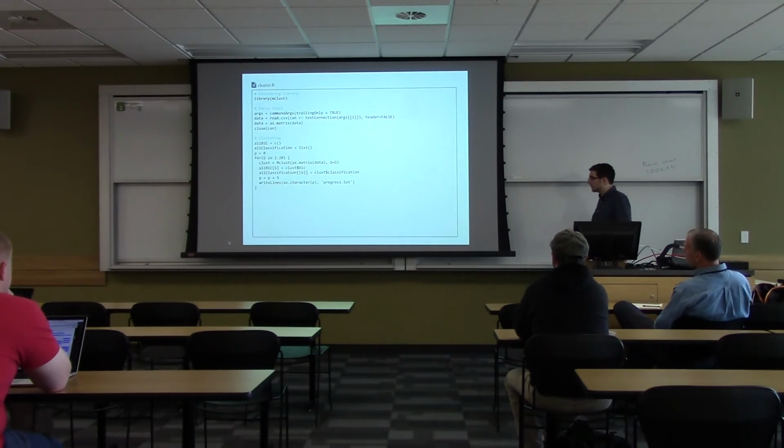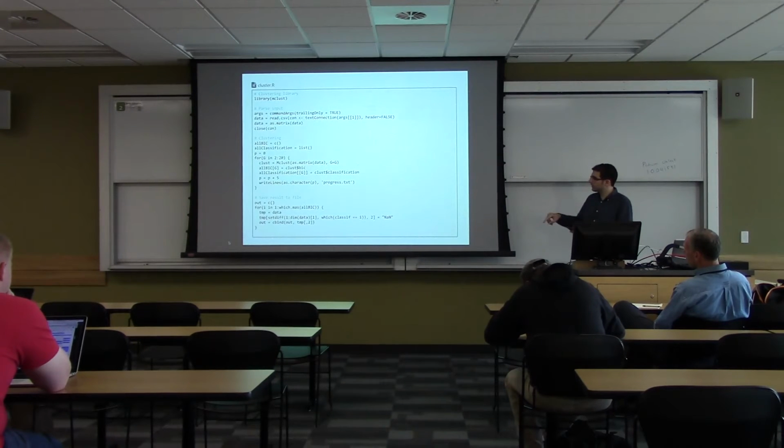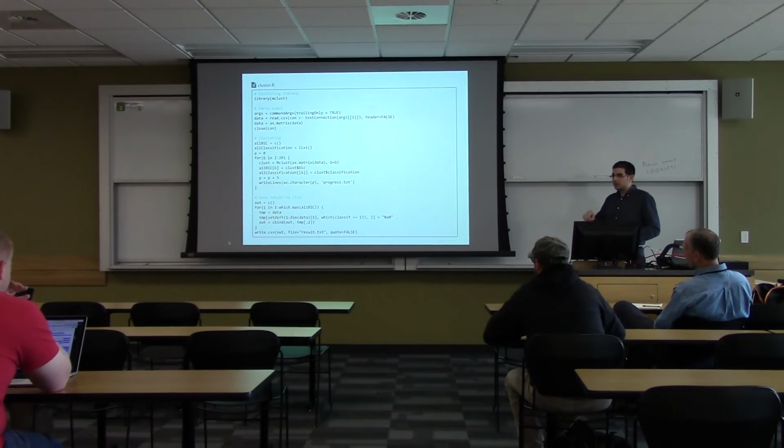And we're going to output, again, to progress.txt, what is the current progress of our analysis. And then we just need to manipulate the data a little bit to figure out what is the best clustering scheme, and then we output the result to result.txt, and that will just tell us in which cluster each point is contained.